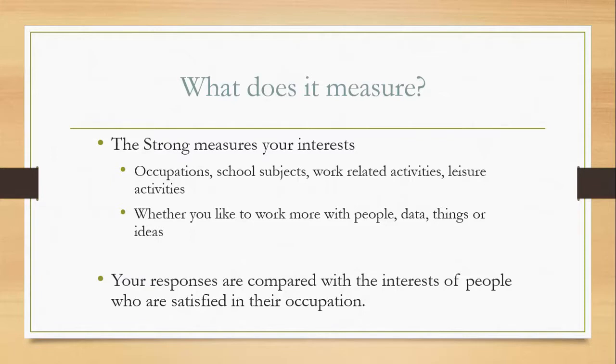How does the Strong specifically come up with your results? Well, your responses are compared to the responses of the individuals that make up the norm group. The norm group is comprised of working adults who are satisfied or very satisfied in their careers.